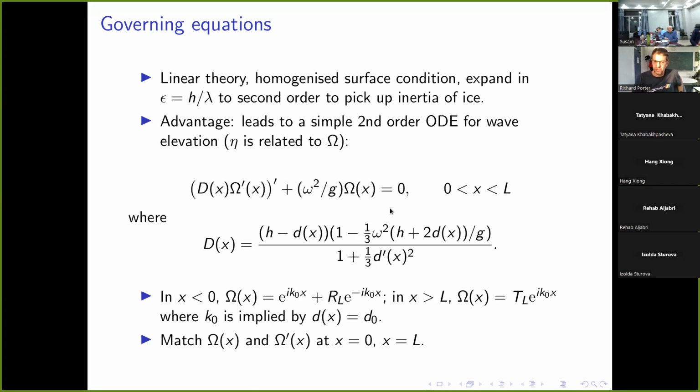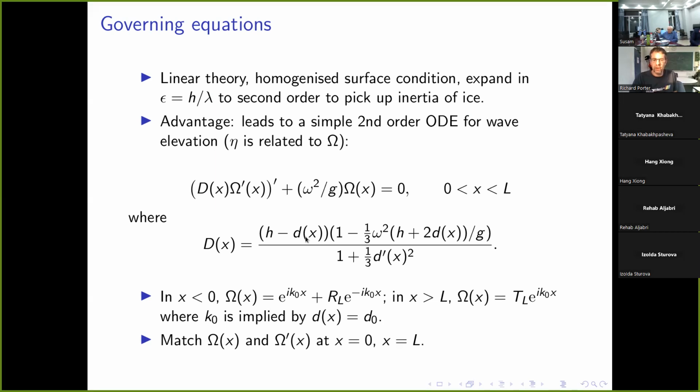Okay, so I've reduced the complication of ice down to a one-dimensional ordinary differential equation. So this makes my life very easy. And then you can argue whether or not I've just thrown away too much of the physics by doing this. Okay, but mathematically, we're now easy. We can send in a wave from the left, which we do by postulating that I have an incoming wave and a reflected wave. We have a transmitted wave to the right of the random region, and k naught here is implied by setting d of x equal to d naught.